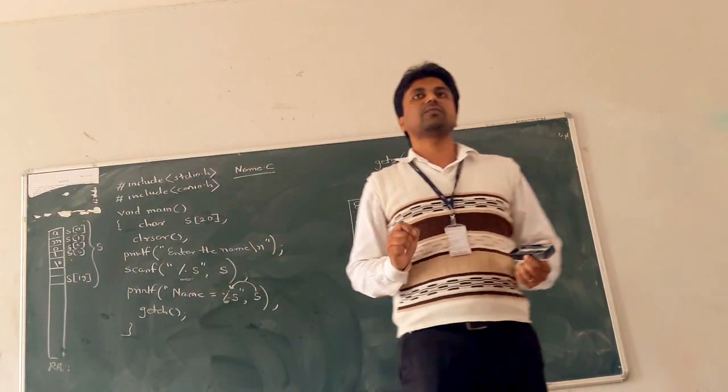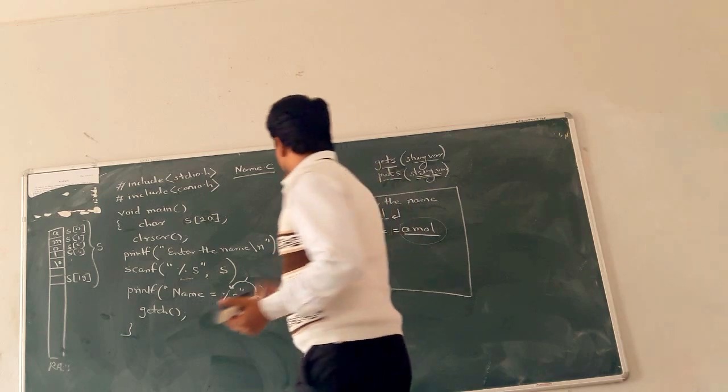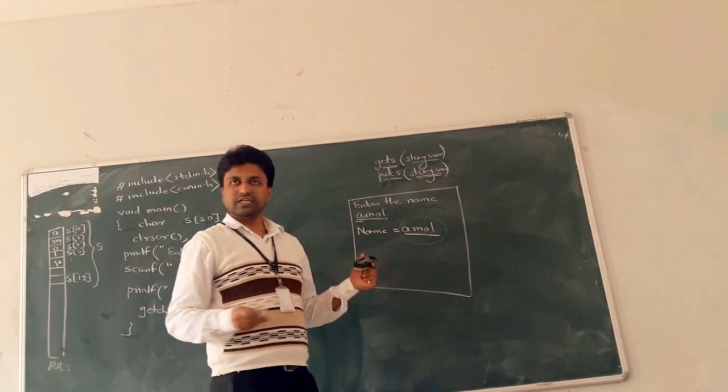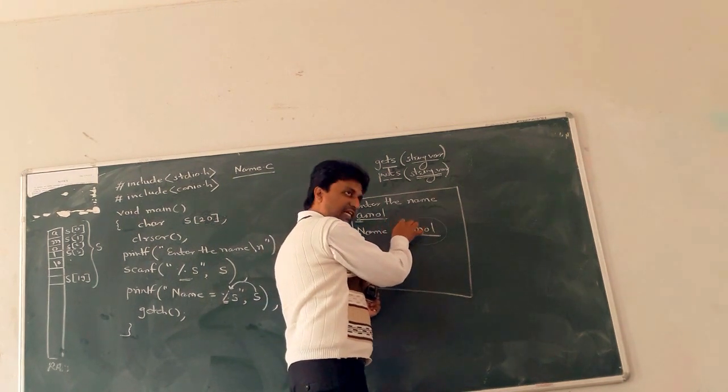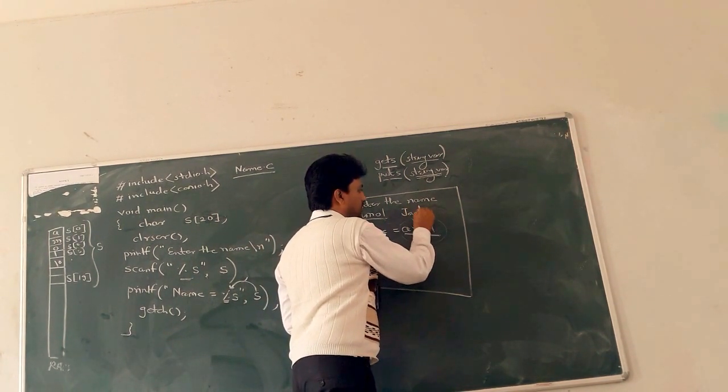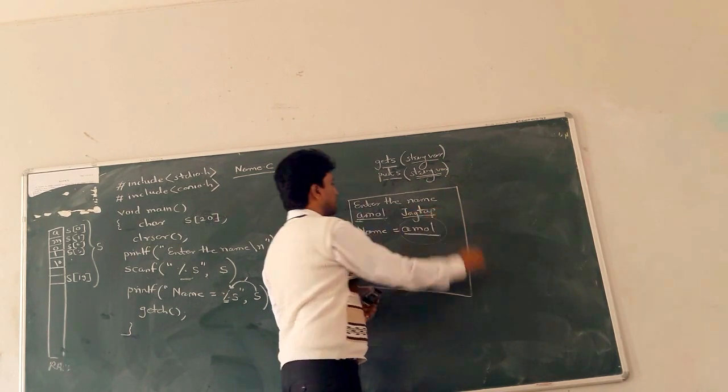But there is one drawback. So what is the drawback? Suppose the user enters Amol, then space, then Jagta.